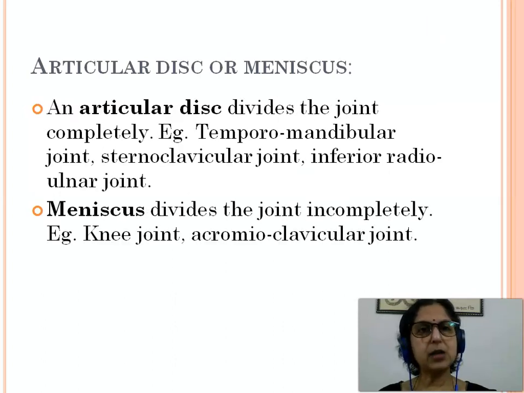An articular disc divides the joint cavity completely. An example being Temporomandibular Joint, Sternoclavicular Joint, and the inferior Radioulnar Joint. Meniscus divides the joint cavity incompletely because the meniscus is a C-shaped structure. Example, knee joint and acromioclavicular joint.